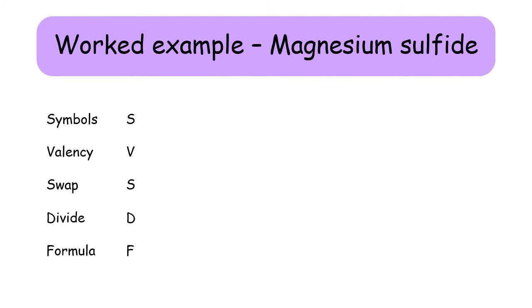Our next example is magnesium sulfide. So magnesium sulfide, we have to look up the elements inside it. Now magnesium tells us there's magnesium in there. Sulfide, ignore the ide and it's sulf. Look for an element that starts with the same letters, and that's going to be sulfur. The symbol for magnesium is Mg. The symbol for sulfur is S.